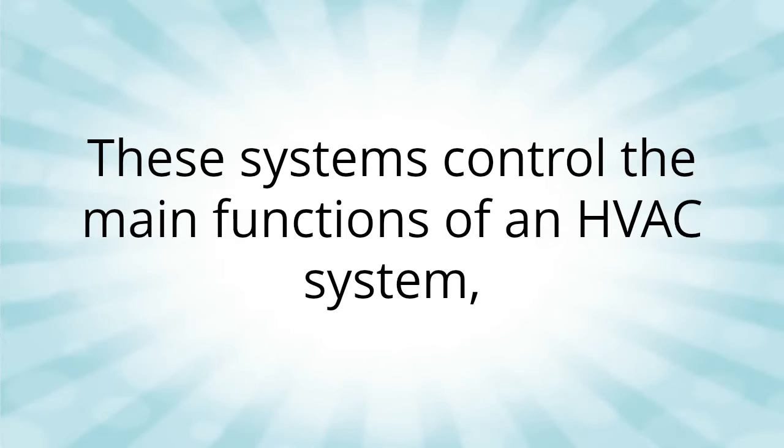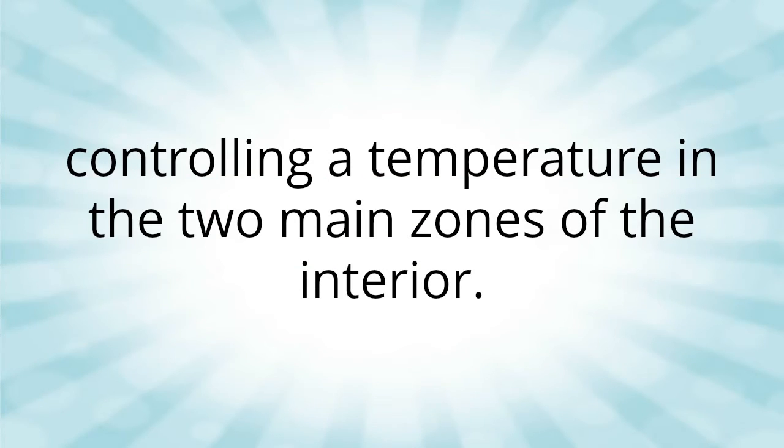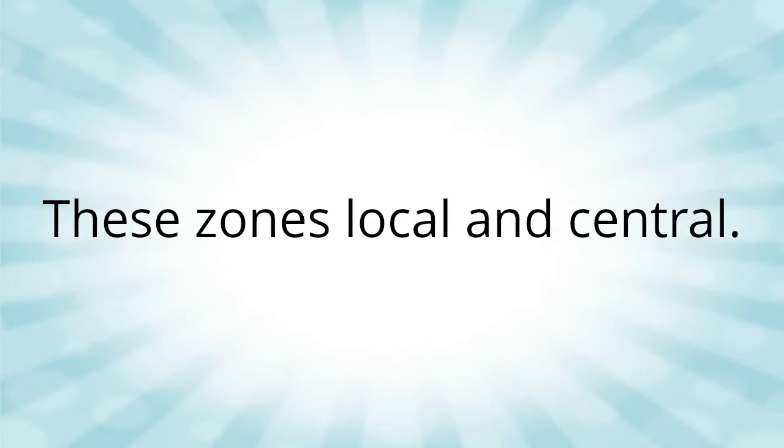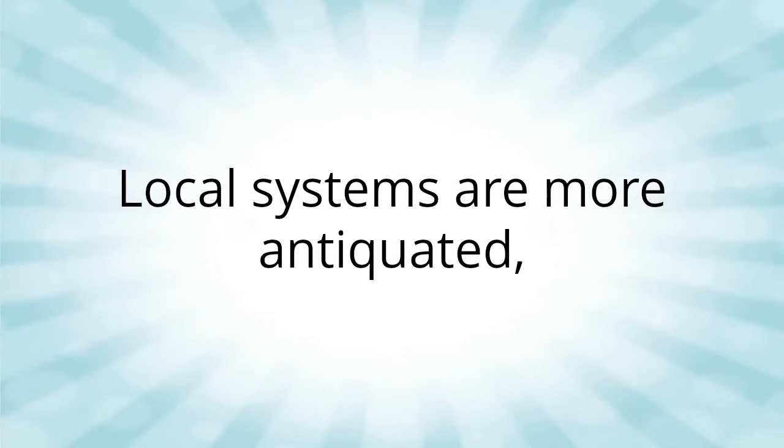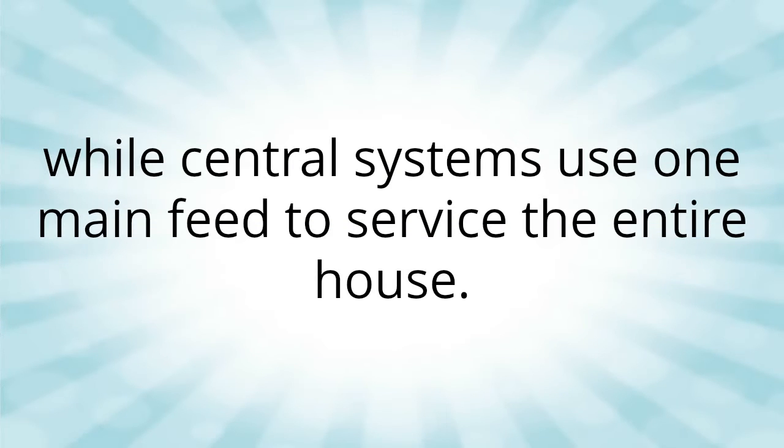These systems control the main functions of an HVAC system, controlling the temperature in the two main zones of the interior. These zones, local and central. Local systems are more antiquated, while central systems use one main feed to service the entire house.